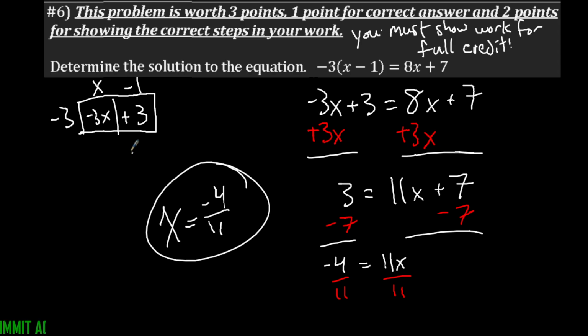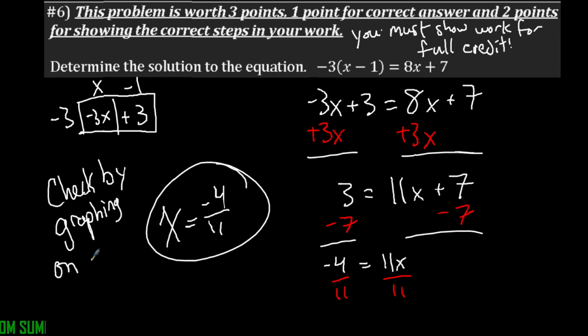But what we can do is check by graphing on Desmos. Same as the last problem, I'm going to graph out the left side of my equation. So this is going to be my first line, -3 times quantity x minus 1. And my second equation is going to be 8x plus 7. Let's go to Desmos and compare our answers. Actually, I'll just graph it out first.